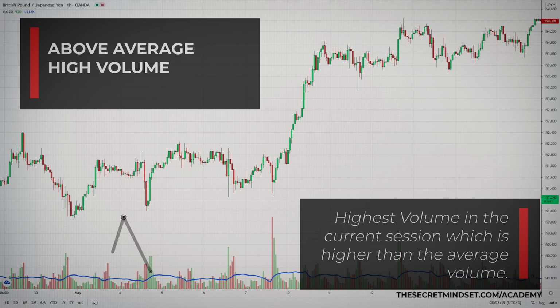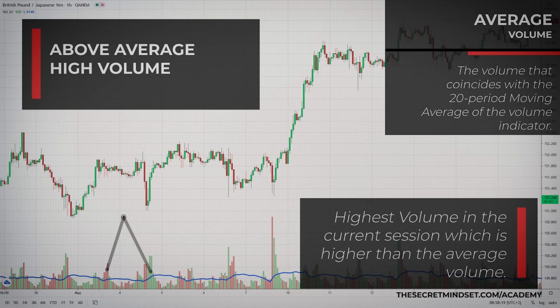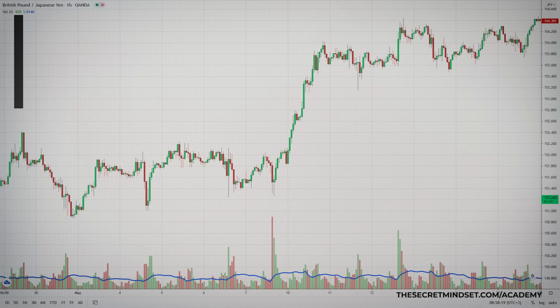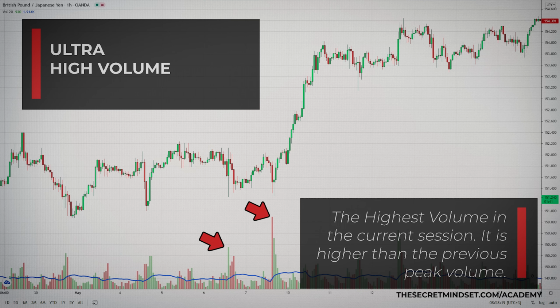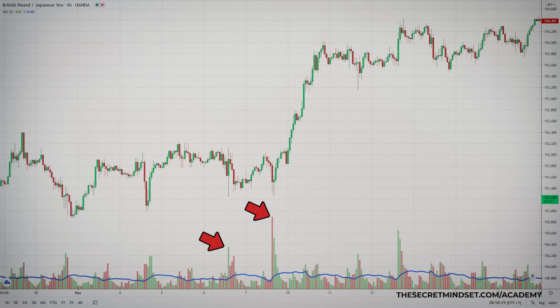Above average high volume is the highest volume in the current session, which is higher than the average volume. Average volume is the volume that coincides with the 20 moving average of the volume indicator. Then we have the ultra high volume. The ultra high volume is the highest volume in the current session. It is higher than the previous peak volume.